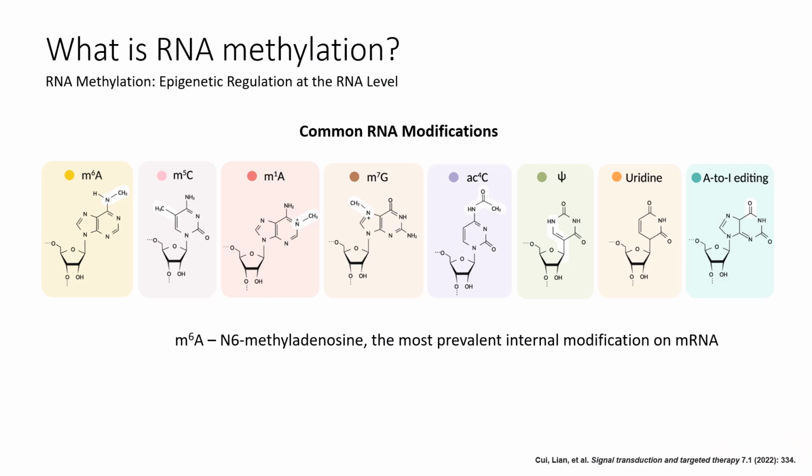Common RNA modifications. Let's begin with RNA methylation. RNA methylation is an important layer of post-transcriptional gene regulation, also called epigenetic regulation. Among the many known chemical modifications on RNA, N6-methyladenosine, or M6A, is the most abundant internal modification in eukaryotic messenger RNA.